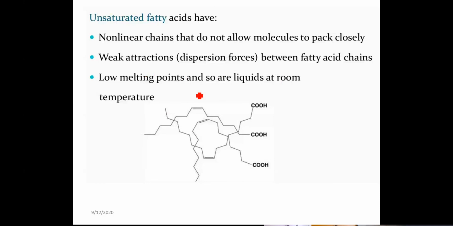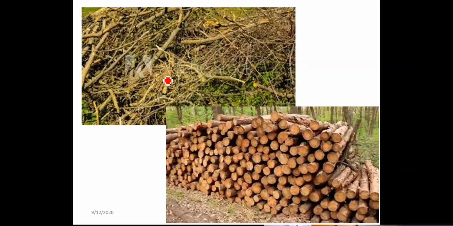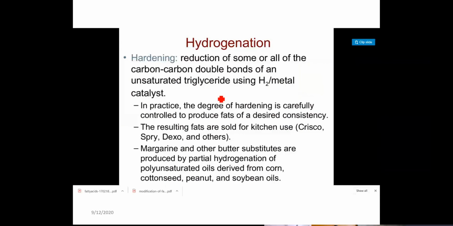A very good example: if you take the twigs and branches of a tree and put them together, you cannot accommodate very much, only because of the bending. But if you take straight wood and stack it, you can accommodate more. Similarly with unsaturated fatty acids, that is why they are liquid.